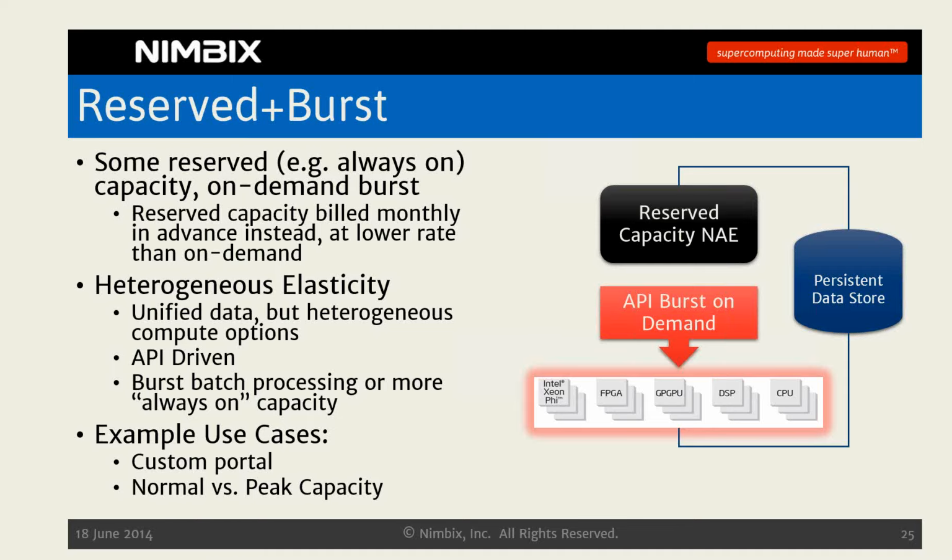Some example use cases could be a custom portal where, instead of using our web portal, you have your own portal to submit jobs or to do different tasks, and then this goes off on the back end using the API and spins up jobs in batch mode. You could also use it for normal versus peak capacity. So if you have jobs that you know will normally run with 5 nodes, but periodically have to burst to 10, you can do it this way to save money on the reserve capacity.